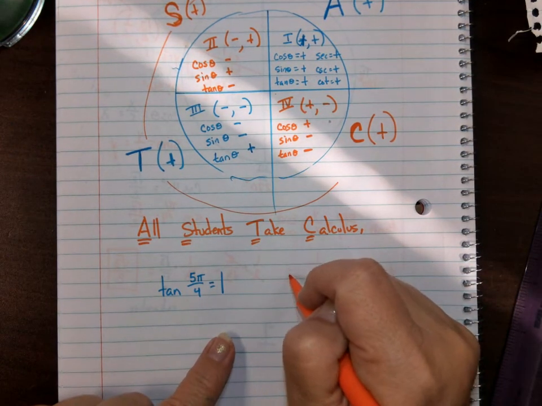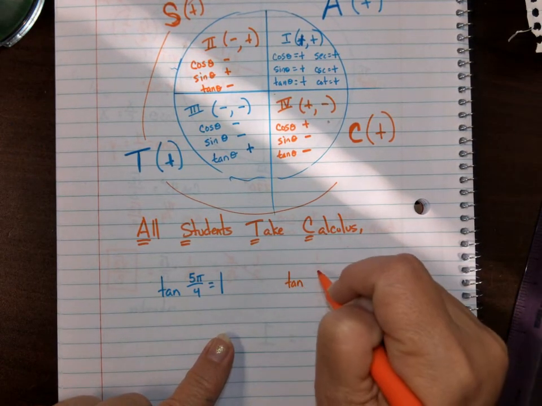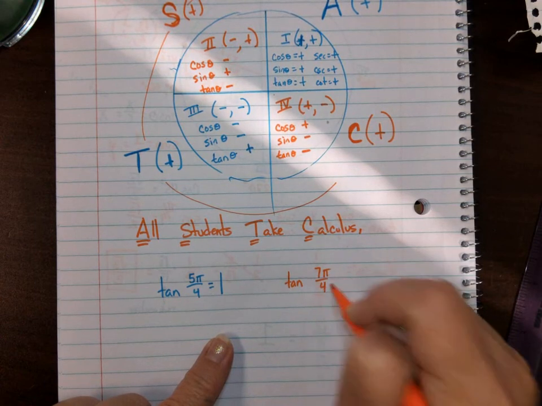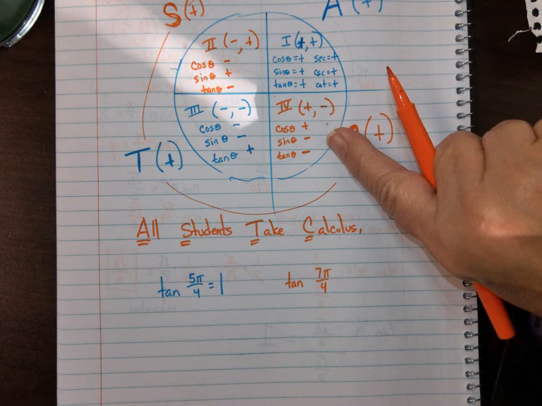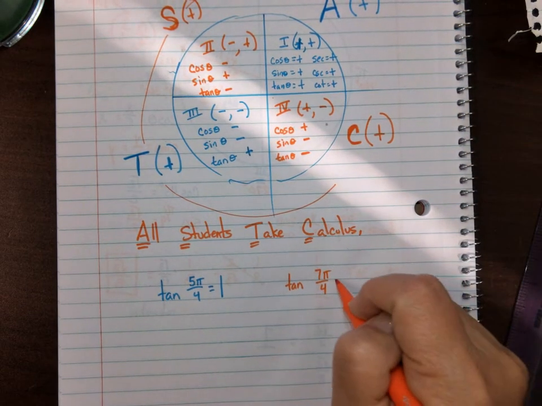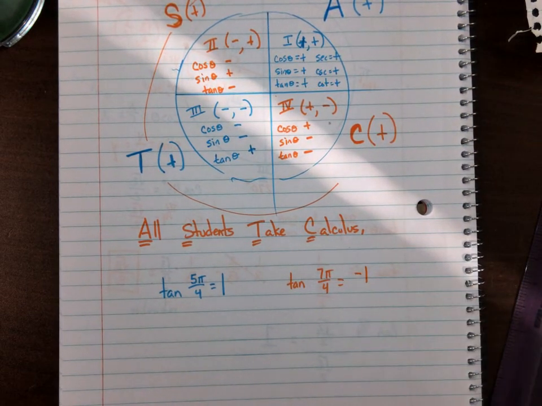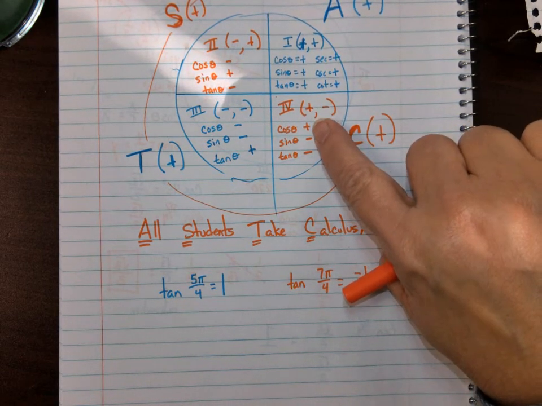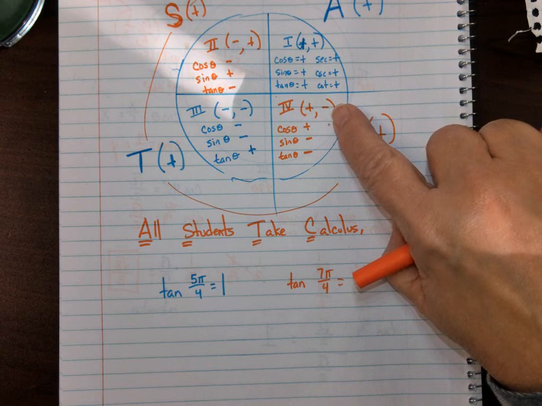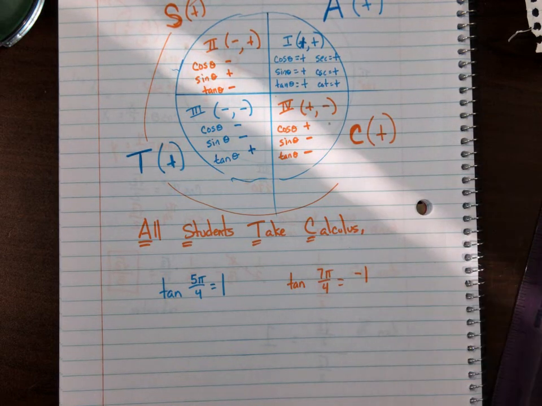Versus if I wanted to do the tangent of 7 pi over 4, which is over here in the fourth quadrant, that's going to be negative 1. Because it's going to be square root of 2 over 2 divided by negative square root of 2 over 2. So it's going to be negative 1.